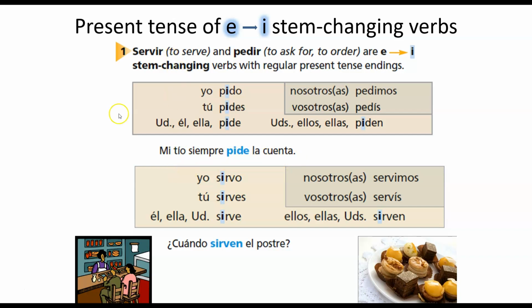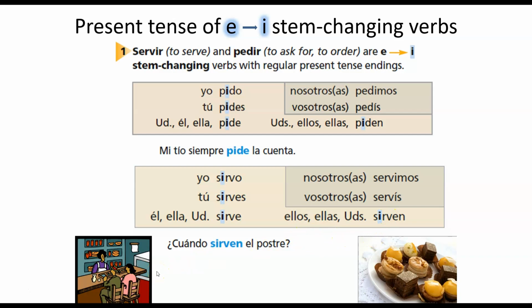And then the verb again, servir, to serve. This E changes to I, and it's also an IR verb. Yo sirvo. Tú sirves. Usted sirve. Él, ella sirve. Nosotros servimos. Vosotros servís. Ustedes sirven. Ellos o ellas sirven.